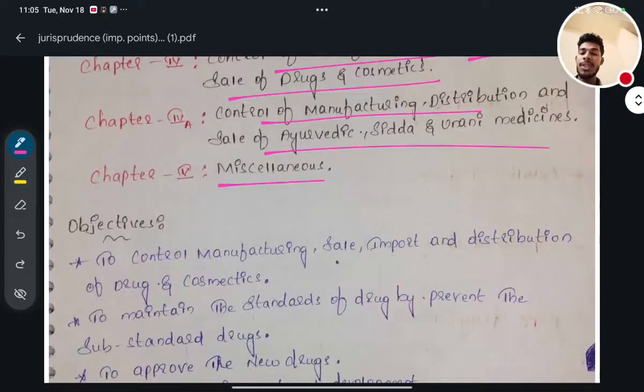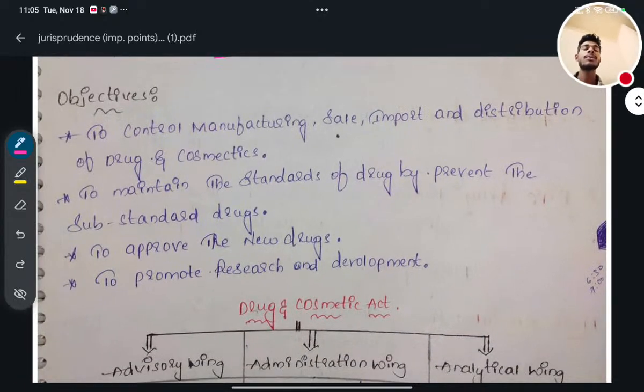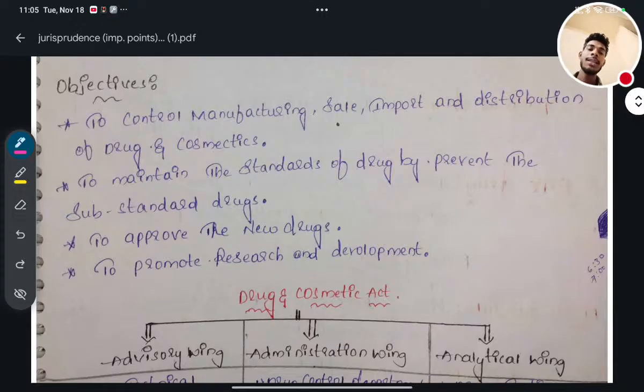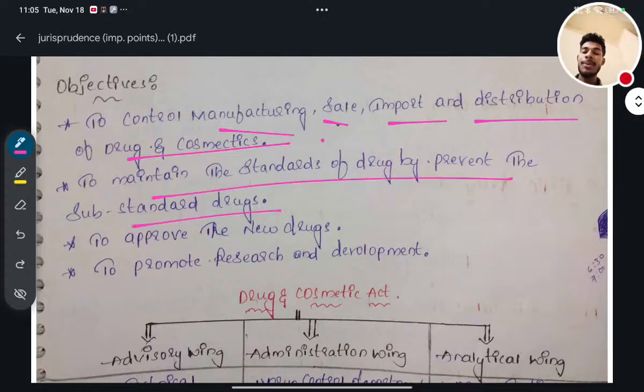Okay, now we will see the objectives. What are the objectives of the Drugs and Cosmetics Act? The objectives are to control the manufacturing, sale, import and distribution. You have to remember manufacturing, sale, import and distribution of drugs and cosmetics. To maintain the standards of drugs and prevent substandard drugs. To approve new drugs. Approving new drugs also comes under the Drugs and Cosmetics Act. To promote research and development.